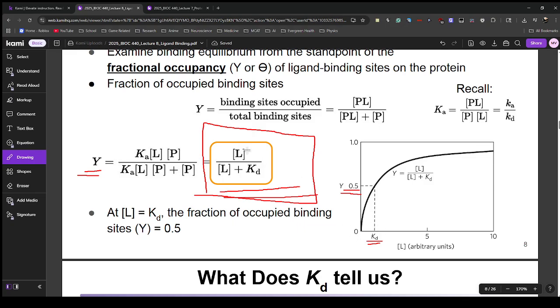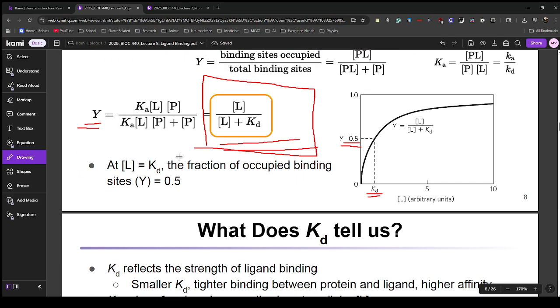So you're going to be given some amount of ligand. If you know how much ligand you have, and you know the KD of a reaction of the enzyme, you can figure out how many sites are occupied, or how many of the enzymes are occupied, I guess. The fractional occupancy of this protein.